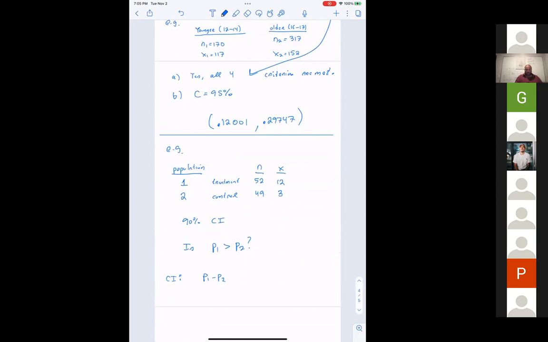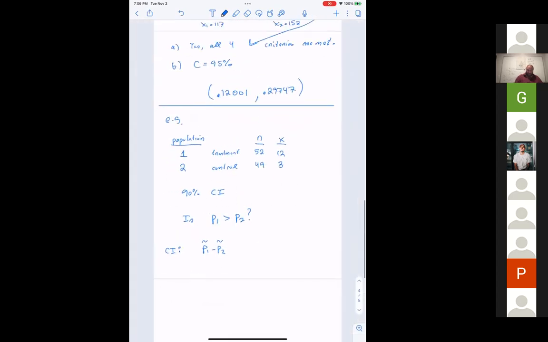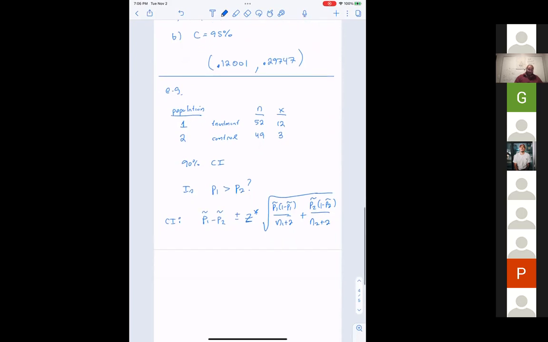So I can't use the large sample size confidence interval, but instead I will use the small size confidence interval. P1 twiddle minus P2 twiddle plus or minus Z star square root of P1 twiddle times 1 minus P1 twiddle over N1 plus 2, and then P2 twiddle times 1 minus P2 twiddle over N2 plus 2. Now I did forget in the first one to actually do it by hand. I just forgot. So let's do it for this one. Let's first do it by hand and then we'll do it with a calculator.